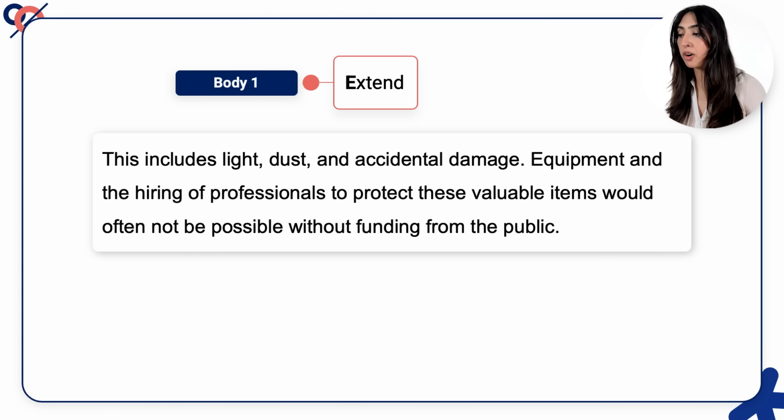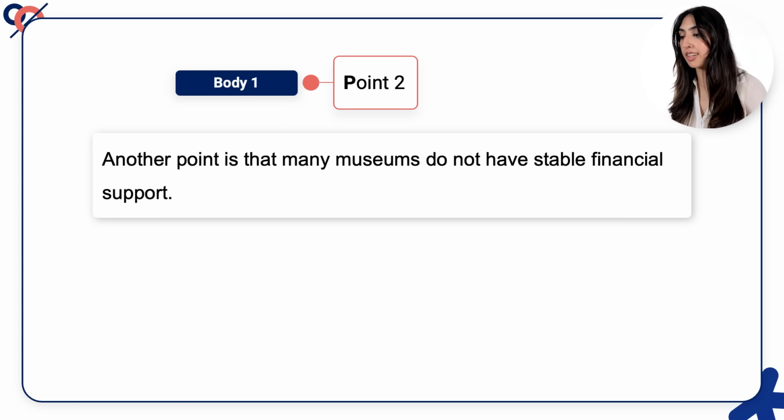Now let's look at how I extended upon my first advantage. This includes light, dust, and accidental damage. Equipment and the hiring of professionals to protect these valuable items would often not be possible without funding from the public. The two sentences are used here to show how money from museum fees could help protect artifacts. We're extending our ideas with examples and reasons. It also includes the main topic of this essay, public museum fees, but instead it's been paraphrased as funding from the public. Here is our second point or second advantage.